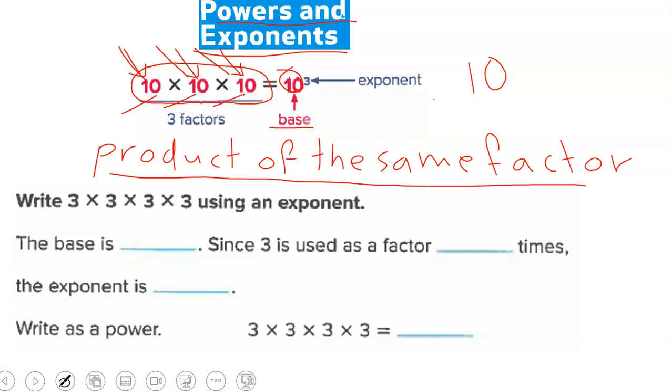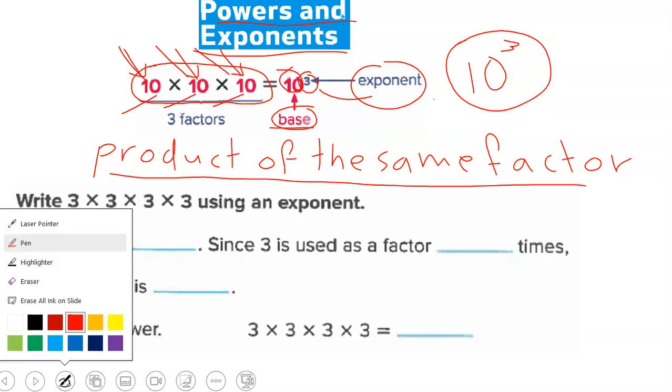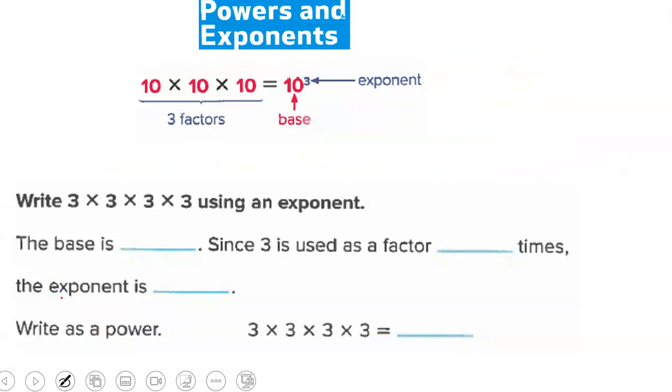So I write it as exponent. This is called power. Any number you write with exponent is called power. So 10 is the base and 3 is the exponent. Together it is called power. So the number written using exponent is called power.